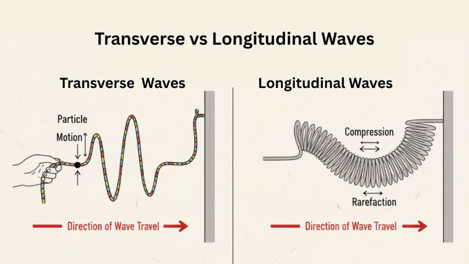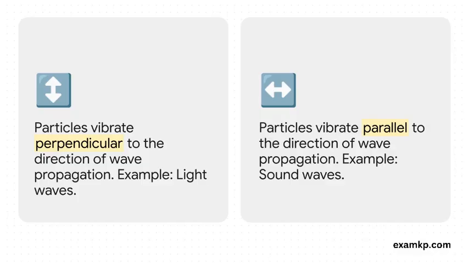We can also sort waves by how the particles wiggle. In a transverse wave, the particles move up and down at a right angle, or perpendicular, to the direction the wave's energy is going. It's just like doing the wave in a stadium. But with longitudinal waves, the particles vibrate back and forth, parallel to the direction the wave is traveling. The best example is a slinky. You push one end, and you see that compression move all the way down. And guess what? That's exactly how sound travels.